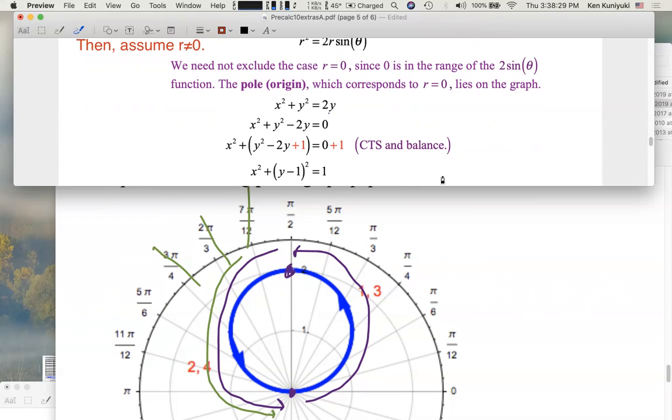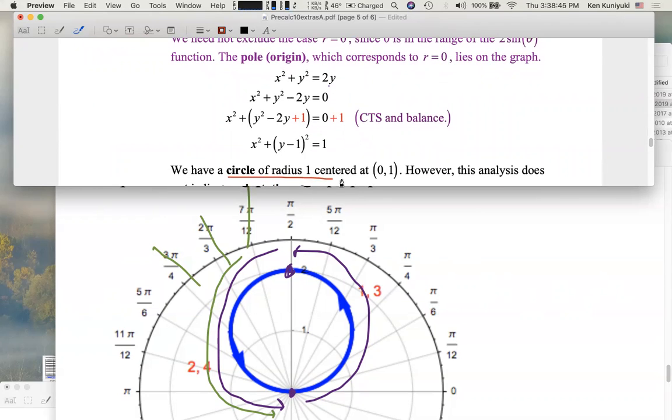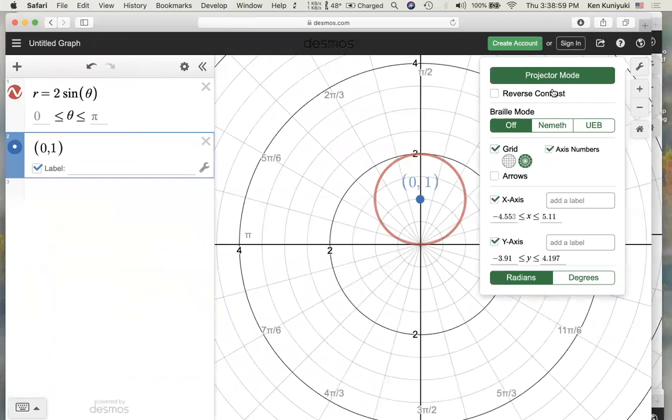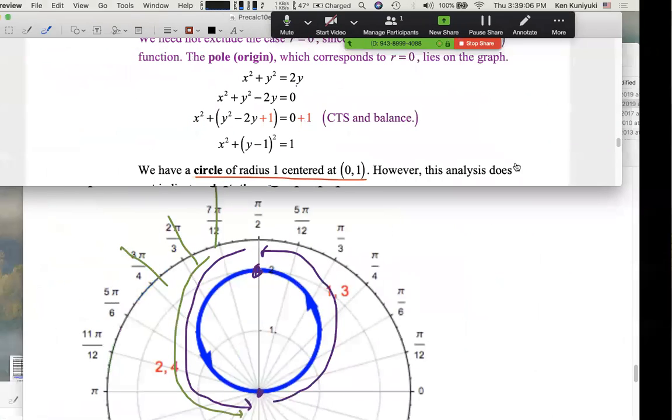What's its center? What's its radius? For the center, what makes the left side equal to 0? 0, comma 1. What's the radius? r squared is 1, so r is 1. So here's the data. We have a circle of radius 1 centered at 0, comma 1. In Cartesian, it might look better.